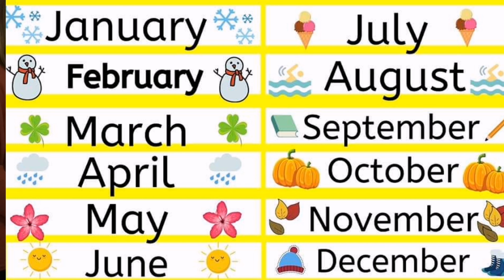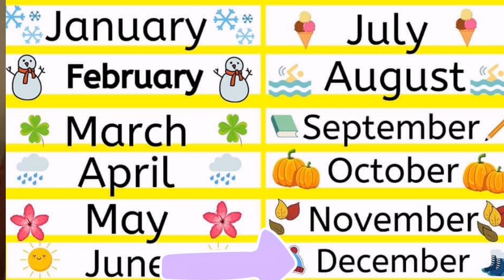January, February, March, April, May, June, July, and August, September, October, November, December. These are the months of the year. So those are our 12 months in the year. And today we're talking about December. December is the last month in the year.